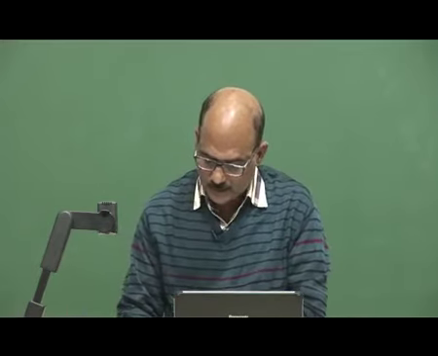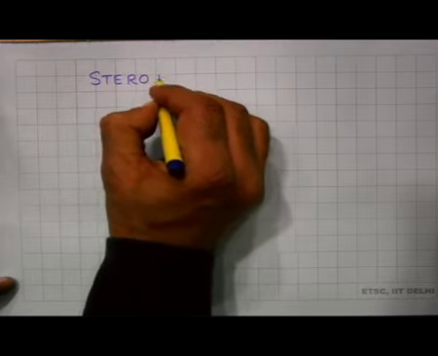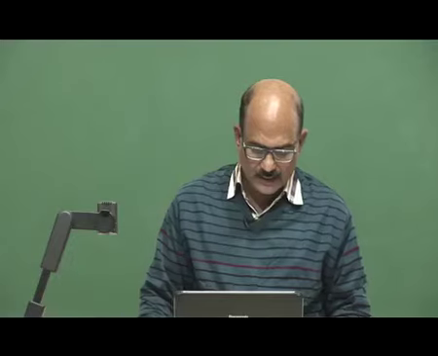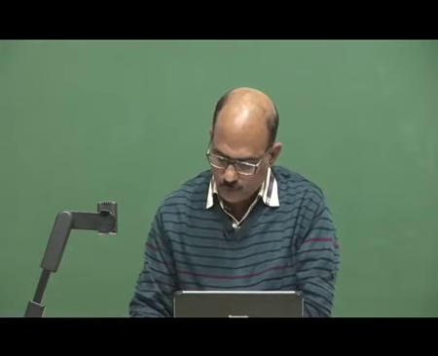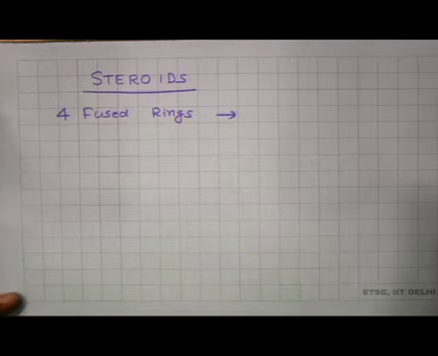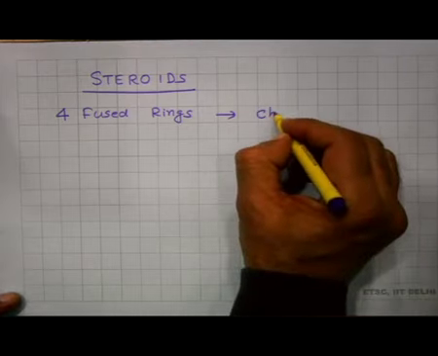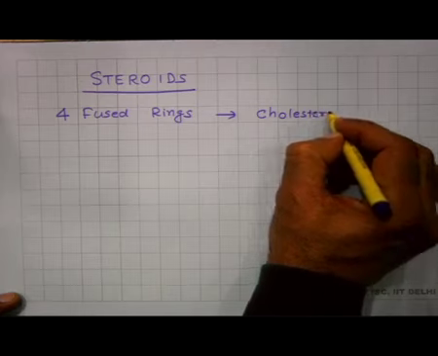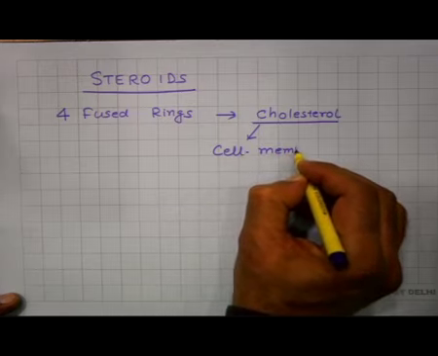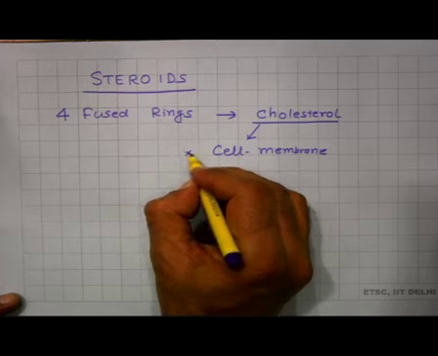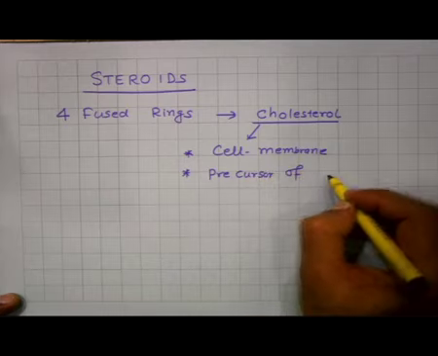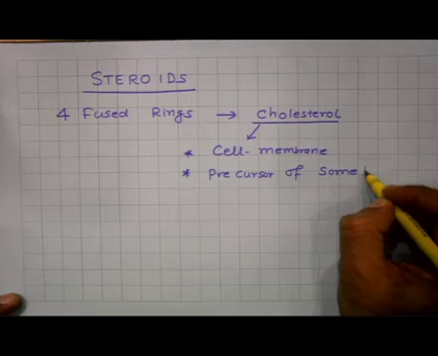Now, let us see another structure of lipid that is called steroids. Steroids are the lipids characterized by a carbon skeleton. It consists of four fused rings. An example of steroid is cholesterol. It is also found in the cell membrane. Cholesterol is also the precursor of various hormones.